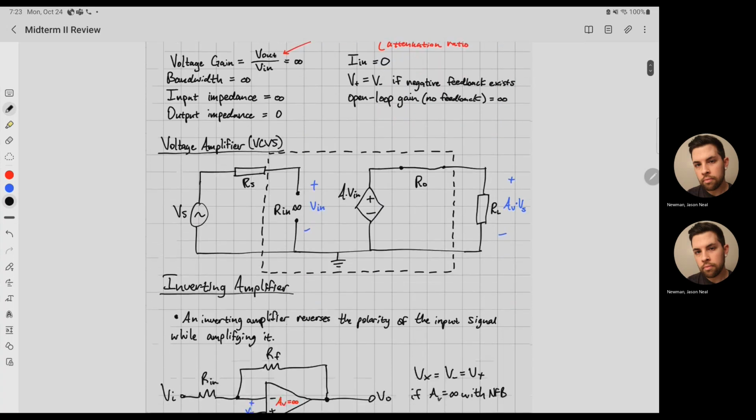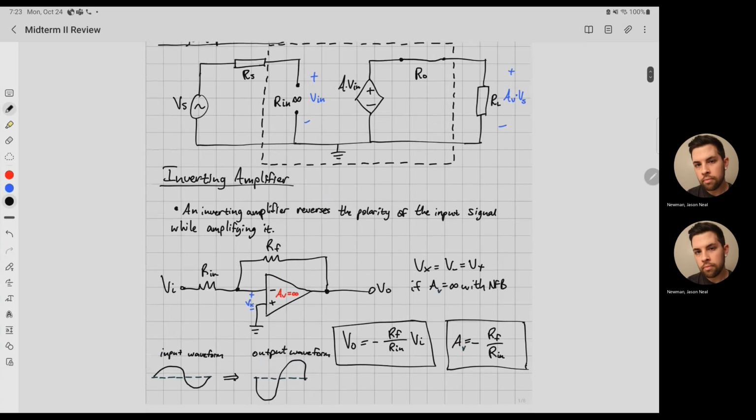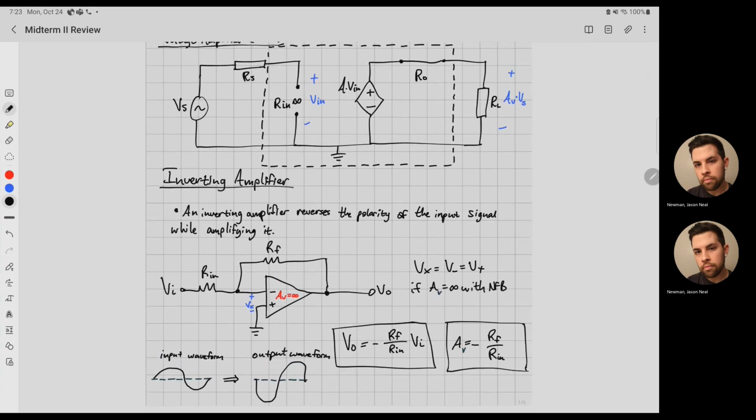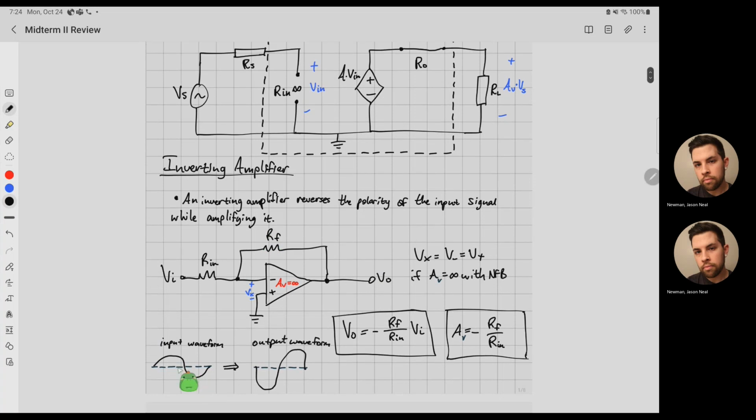Okay, so let's talk about the different types of op amps. We have an inverting amplifier. This is like your bread and butter, one of the most basic op amps. An inverting amplifier reverses the polarity of the input signal while amplifying it. So this is actually what the input waveform of an inverting amplifier looks like, and this is what the output waveform would look like.